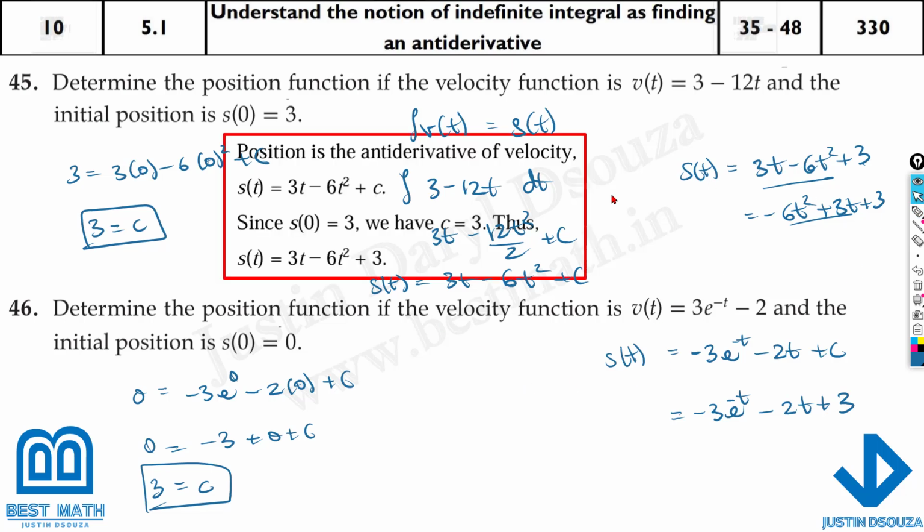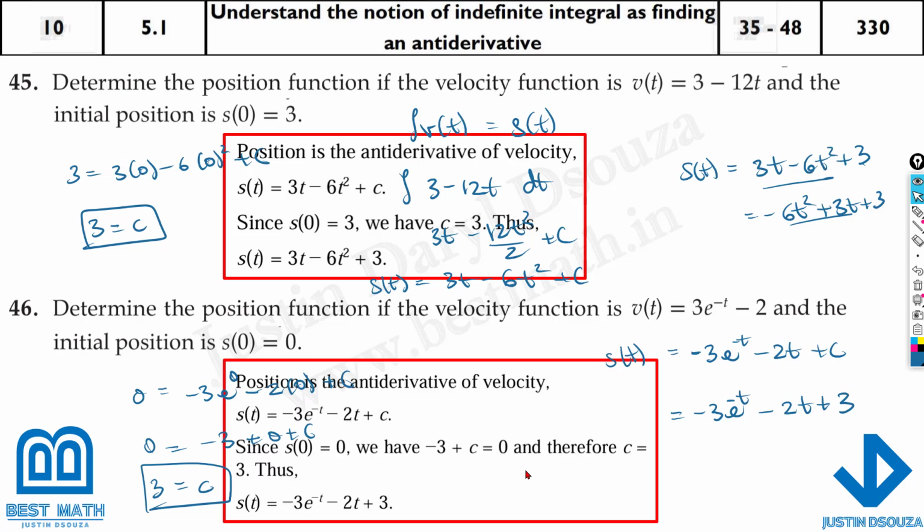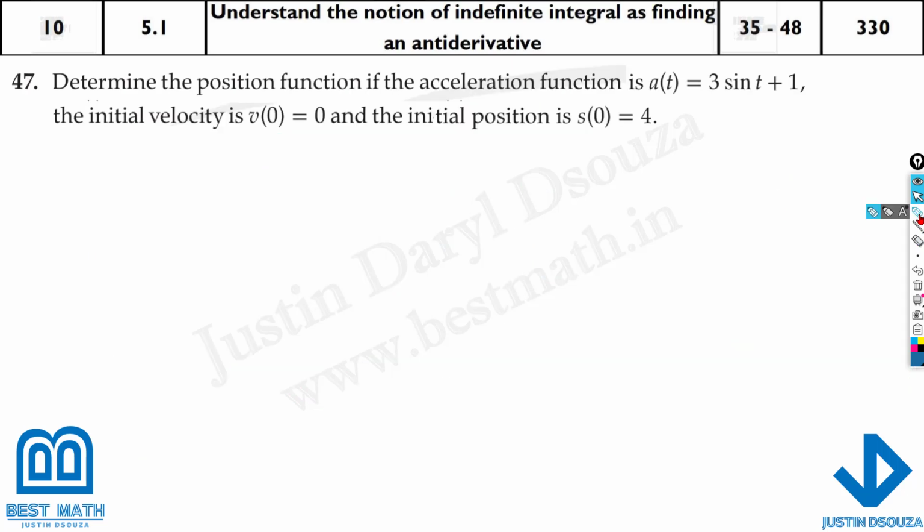The first one was written like this, 3t minus 6t squared plus 3. And the second one over here, we have minus 3 e to the power minus t minus 2t plus 3. And now the final problem, here we have to integrate twice, antiderive twice. Why? Because acceleration is given. When we integrate acceleration, let's do it over here: 3 sine t, and 1 becomes t, plus c1.